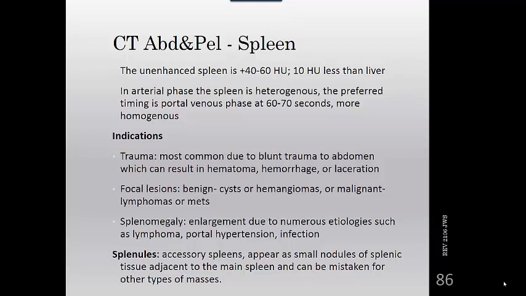Another common indication in the spleen is splenomegaly. There's enlargement of the spleen due to numerous etiologies such as lymphoma, portal hypertension, and infection. Another thing that you may see, I saw one recently, is an accessory spleen. It's called a splenule. These appear as small nodules of splenic tissue that are adjacent to the main spleen, and they can be mistaken for other types of masses. But your clue is that they enhance like the spleen, they're adjacent to the spleen, and they're just circular nodules. But you may see those too.